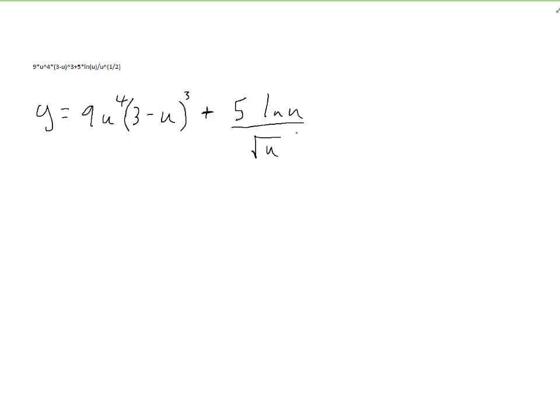So, what we've got here is something we can split into many parts. This part here is going to be that times that, and then this part itself, you need the chain rule to come up with an answer for that. And this part here, 5 log u over square root of u, is just a quotient rule with this divided by this, so that's not so bad. So it's just going to be a product rule and a quotient rule, but before we do the product rule, we need to figure out how to differentiate this.